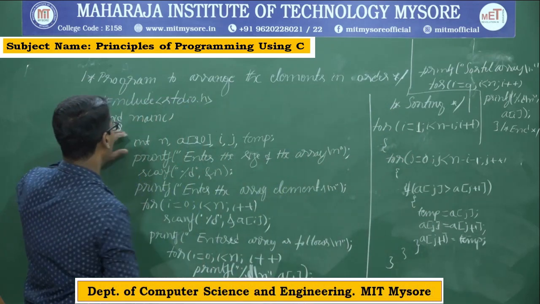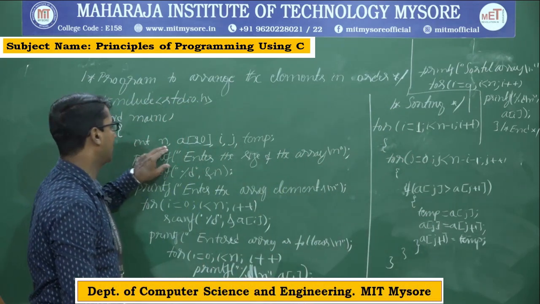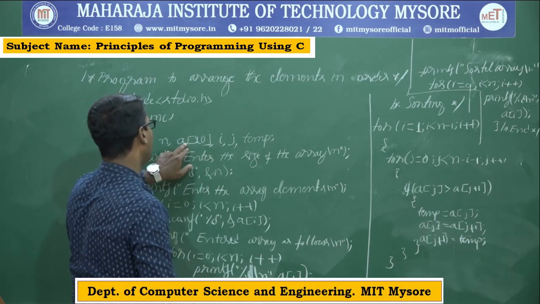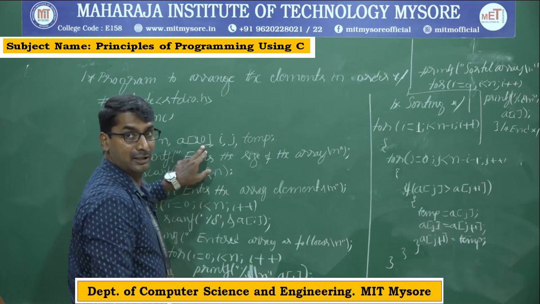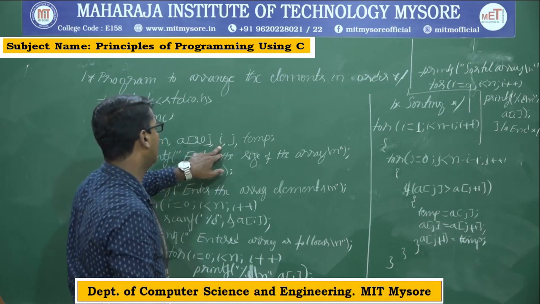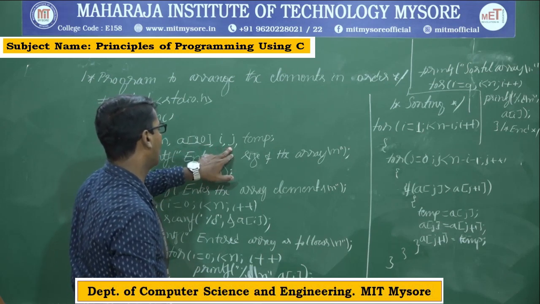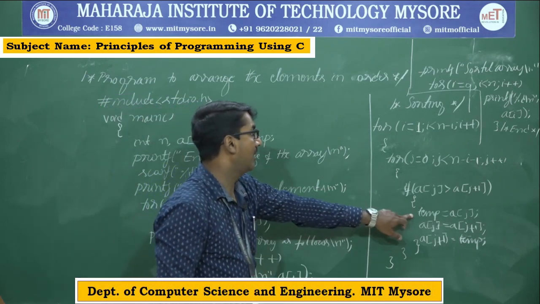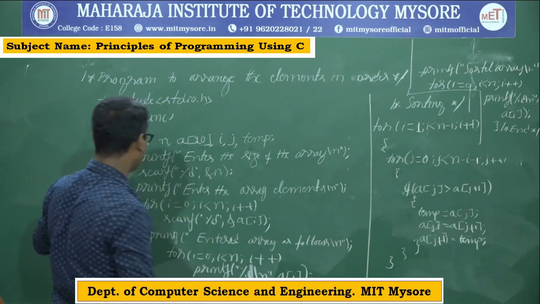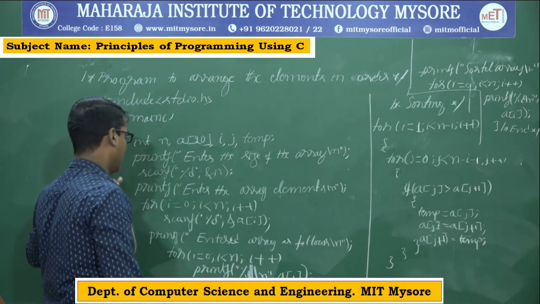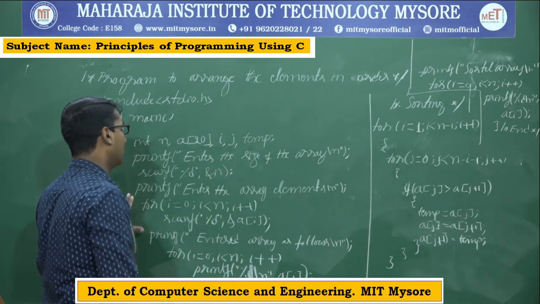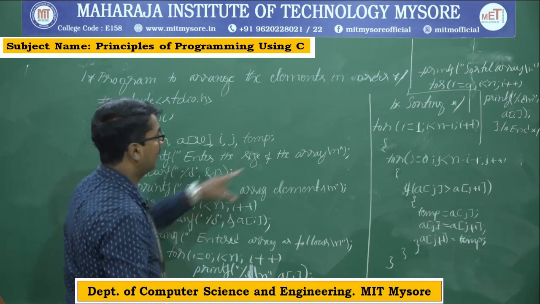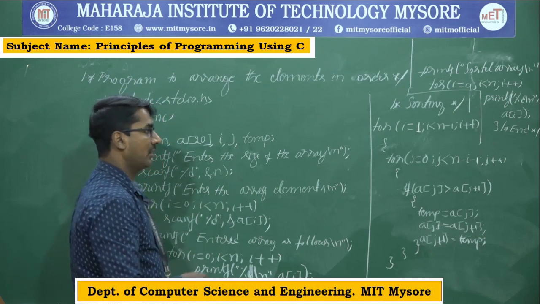Okay, here first I will define the variables. n is for the size of the array, and A is the input array elements, i is the index value, j is also an index value, and temp is the temporary variable for exchange. So here I am using the temporary variable for exchange. Next, I will read the size of the array. After reading the size of the array, I will read the array elements. Next, I will print the array elements. After that, I perform the arrangement of elements.